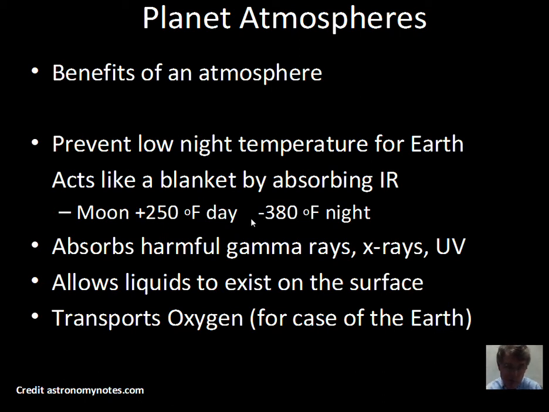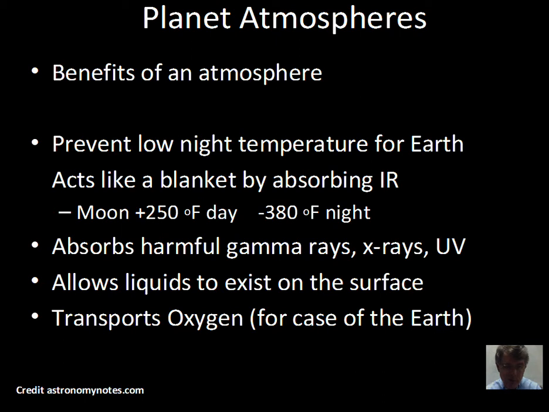And for those future colonists of the moon, that's something that they'll have to protect themselves against, this wide range in temperatures. Our atmosphere not only stabilizes our temperature, but it also protects us from high energy light, from gamma rays, X-rays, and ultraviolet light. We have an ozone layer that we need to preserve that is useful, for example, in absorbing the ultraviolet light. We have atmospheric pressure. Pressure is needed to have liquid water on the surface of a planet. So our atmosphere provides that.